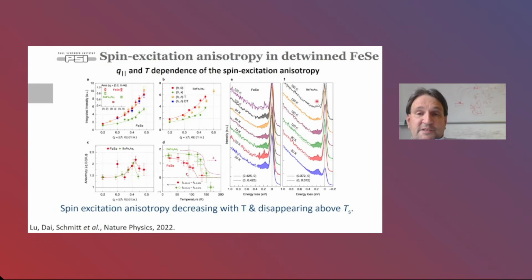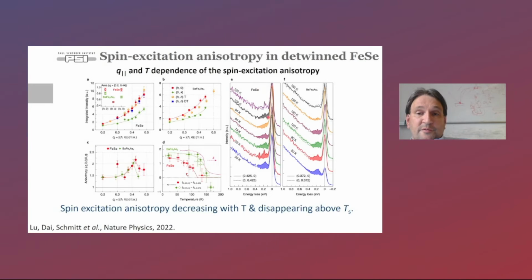What you see here on the right side, for barium iron arsenide, is that when you are heating up the system and coming closer to the structural nematic transition, you are getting more and more decreasing spin excitation anisotropy. When crossing the structural transition, a little bit above it, you totally kill the anisotropic spin excitation behavior. And the surprising thing is that the same is actually also happening here in iron selenide.